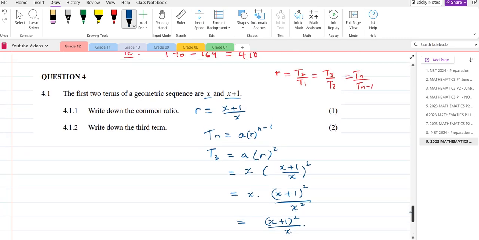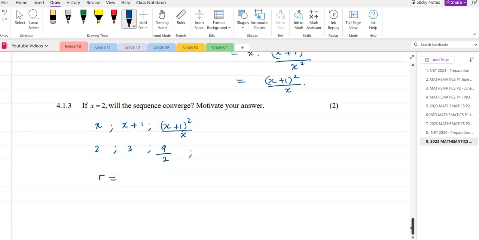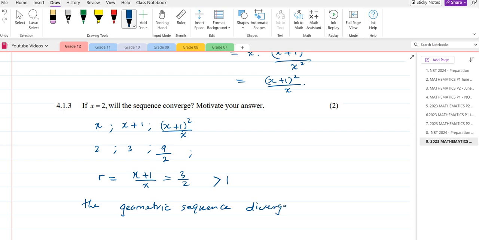The common ratio is x plus 1 over x, which is 3 over 2. It is clearly greater than 1, right? Since the common ratio is greater than 1, the series diverges. The sequence, well, you can't say series because series means the sum of this. The geometric sequence diverges, right? Because it's greater than 1.